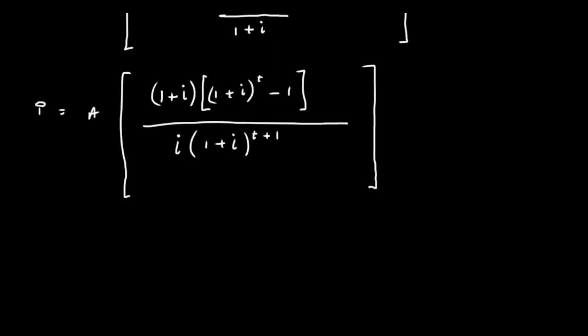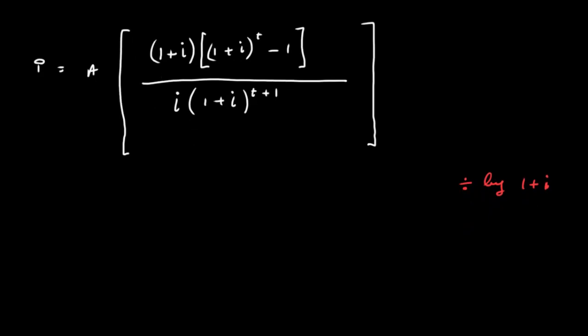Okay, so what I'm going to do next here is divide the top and the bottom, the numerator and the denominator here, by 1 plus i. So I'm going to divide the top and the bottom by 1 plus i. So let's have a look at what happens when you do that.